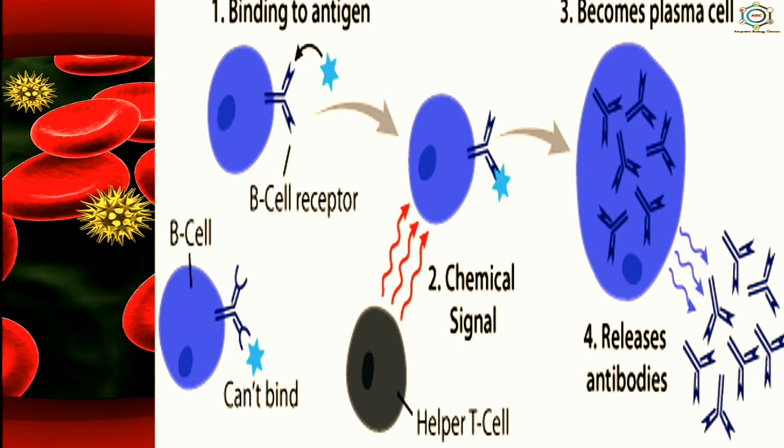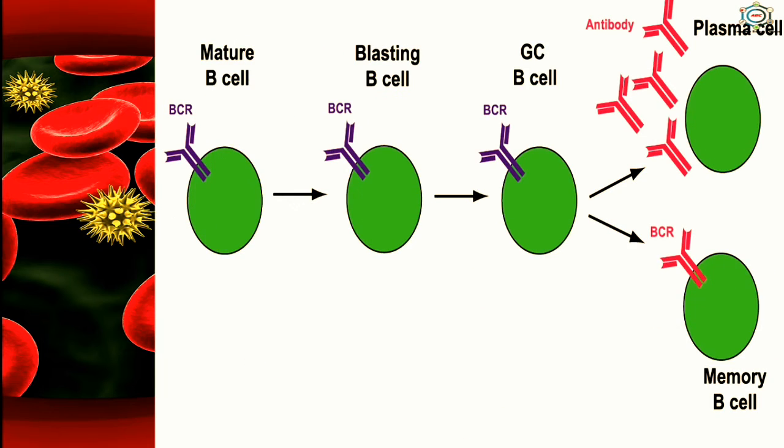Now, the binding to antigen. Here you can see the process. First is binding to antigen on the B cell receptor. Then a chemical signal occurs. Then it becomes a plasma cell and releases antibodies. So this is the way a B cell works. Now here you can see the mature B cell. After the blasting of the B cell, it forms the plasma cell and the memory cells.